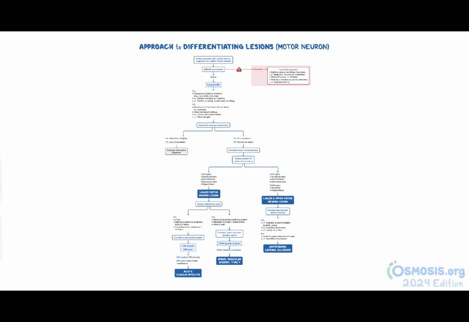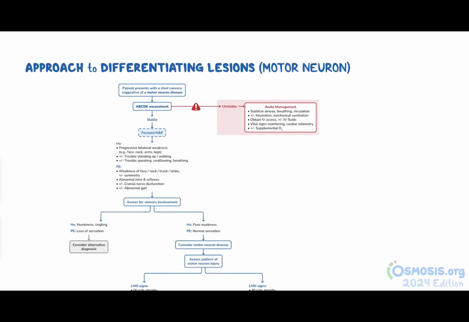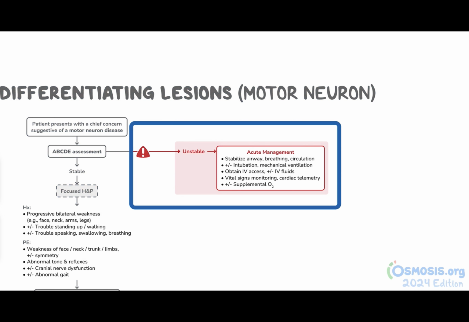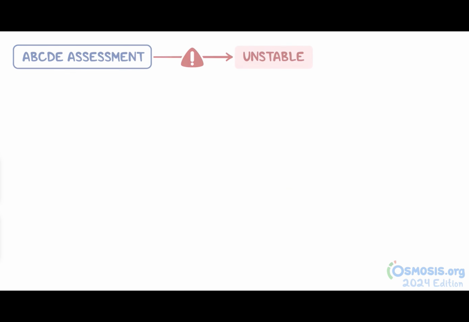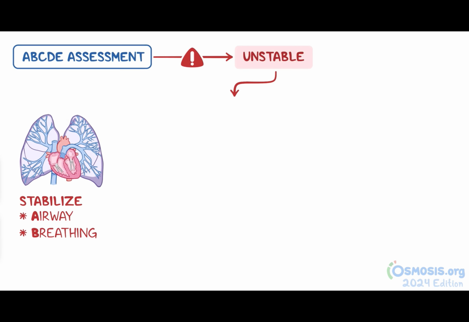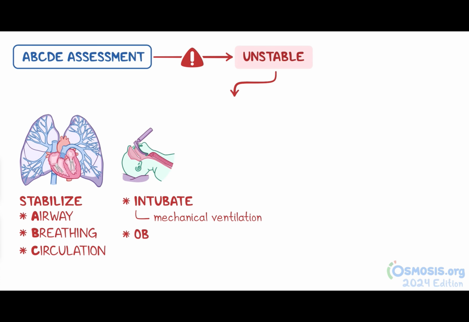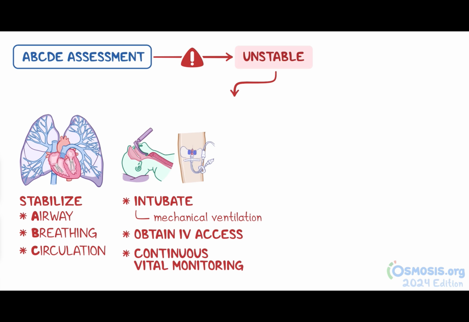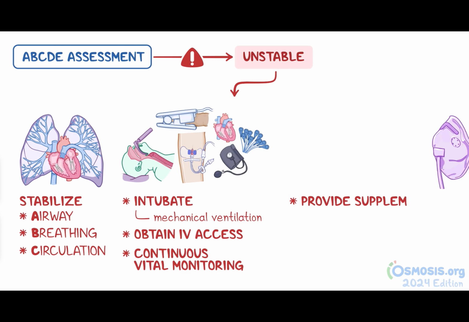Now, if your patient presents with a chief concern suggesting motor neuron disease, first perform an ABCDE assessment to determine if they are unstable or stable. If unstable, stabilize the airway, breathing, and circulation. In some cases, you might even have to intubate the patient and start mechanical ventilation. Next, obtain IV access and consider starting IV fluids. Finally, put your patient on continuous vital sign monitoring, including heart rate, blood pressure, and pulse oximetry, as well as cardiac telemetry, and if needed, provide supplemental oxygen.